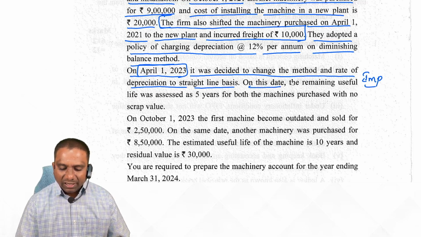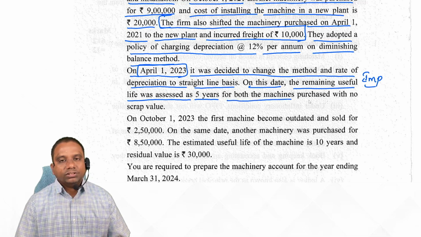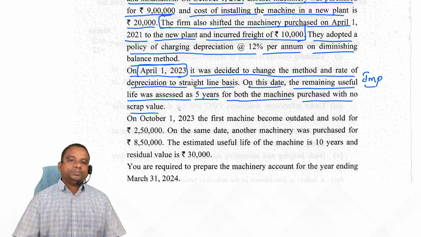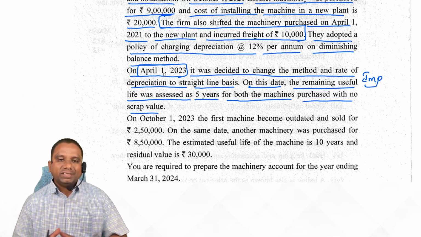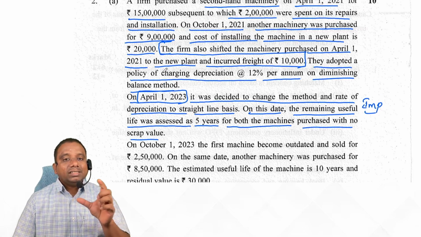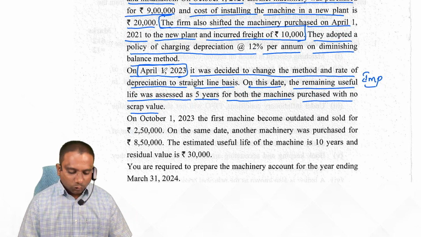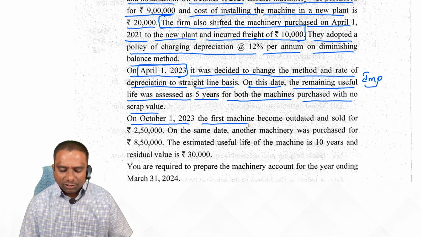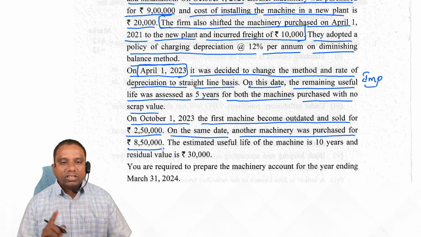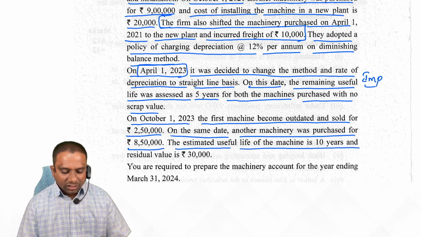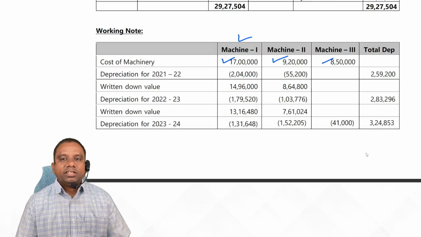Look at on this date, the remaining useful life was assessed as 5 years for both the machines purchased with no scrap value. Is it clear? So April 1st, 2023, you try to calculate the book value of both the assets, that is considered as cost of asset. Now for both the assets there is no scrap value. Look at next one. On October 1st, 2023, the first machine became outdated and sold for 2.5 lakh. Fine. On the same date, another machinery was purchased for 8 lakh 50,000. The estimated useful life of the machine is 10 years and residual value is 30,000. This is machinery 3. Total cost is 8.5 lakh.